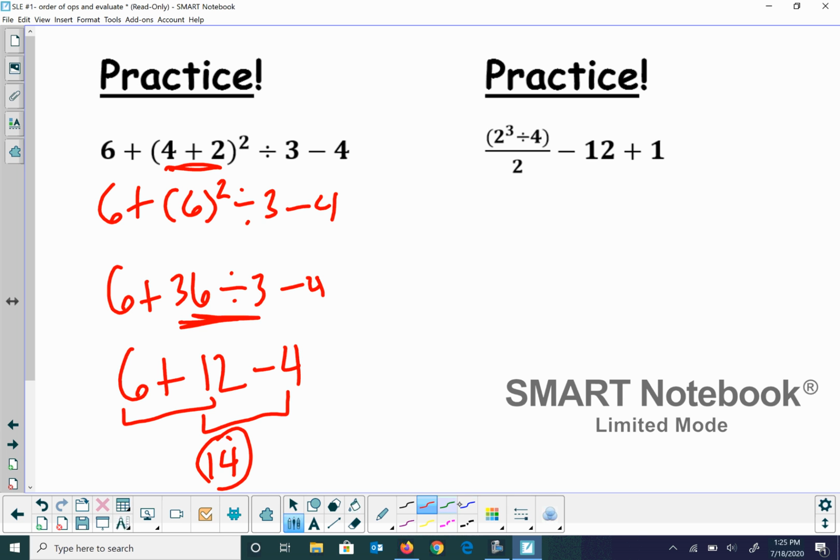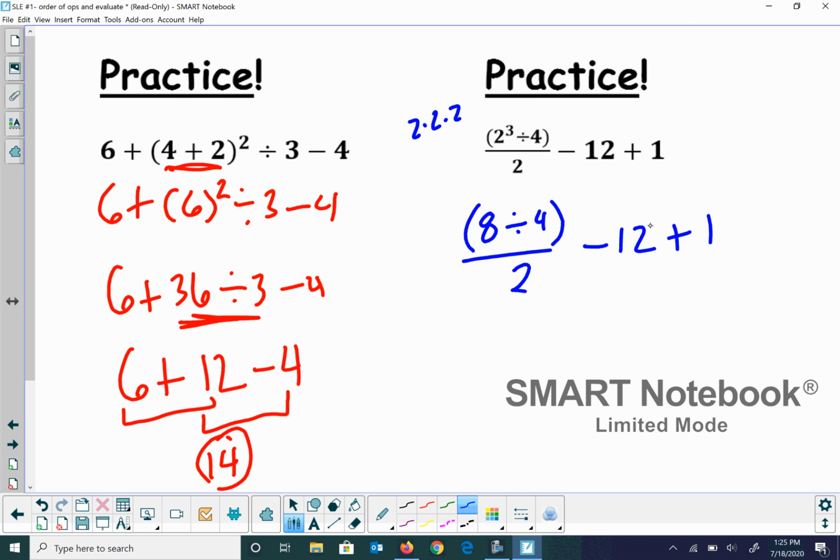Our next problem, we do have some grouping, but in the group we also have an exponent. So 2 to the third is like saying 2 times 2 times 2. If you multiply 2 times 2 times 2 together, you get 8. 2 times 2 is 4, times 2 is 8. And then I have 8 divided by 4 divided by 2 minus 12 plus 1.